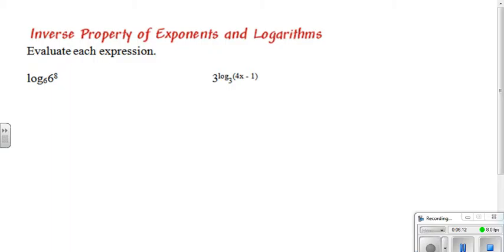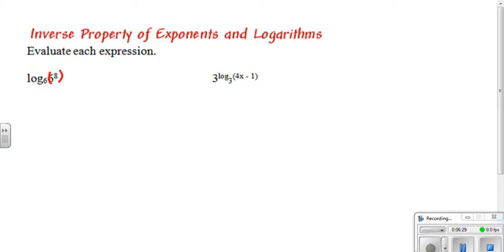A couple more to look at here. If we want the inverse property of exponents and logarithms, we want to evaluate each expression. Well, what this thing is saying here is log base 6 of 6 to the 8.